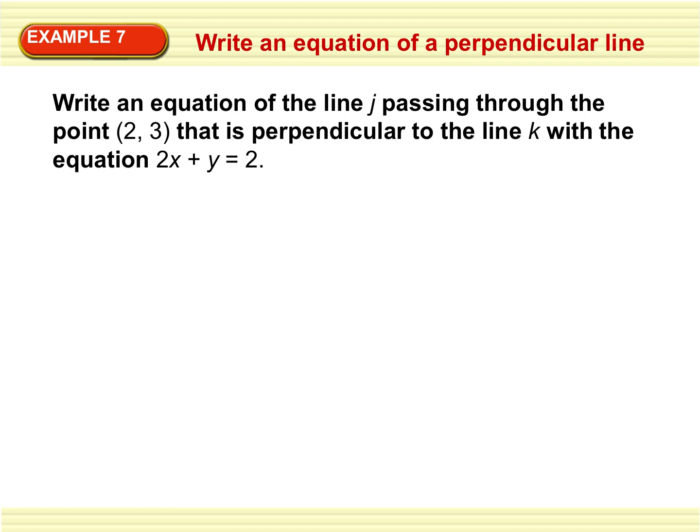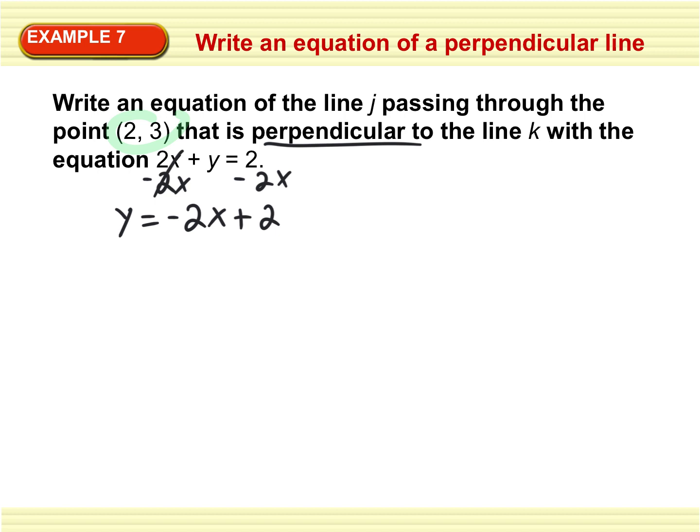Now they want us to write an equation of a line J passing through the points (2, 3) that is perpendicular, this is important, to the line K with the equation 2x plus y equals -2. Before I figure anything else out, I'm going to rearrange it to see it in slope-intercept form. Now that I see this, I see that our original slope is -2.